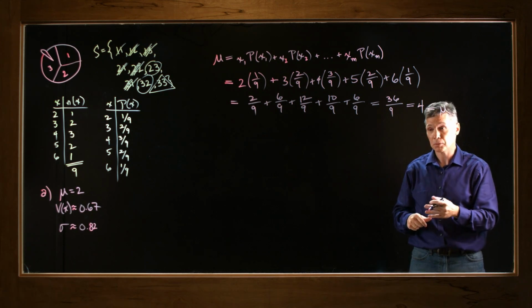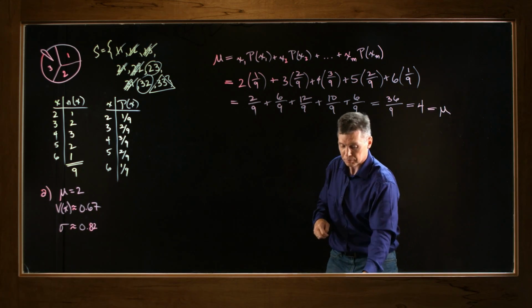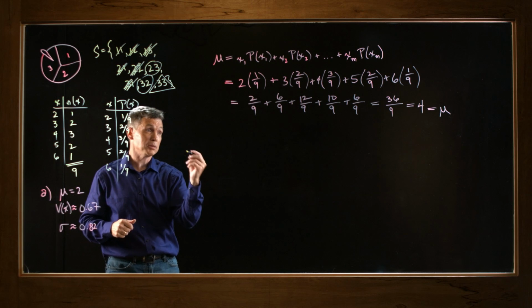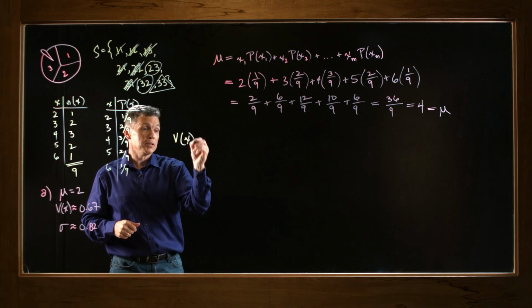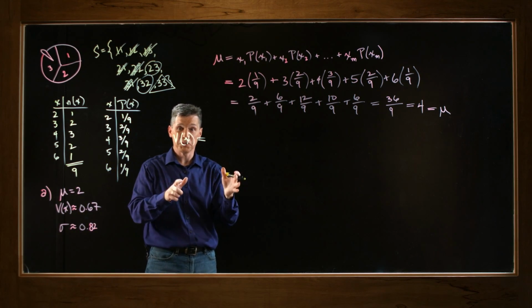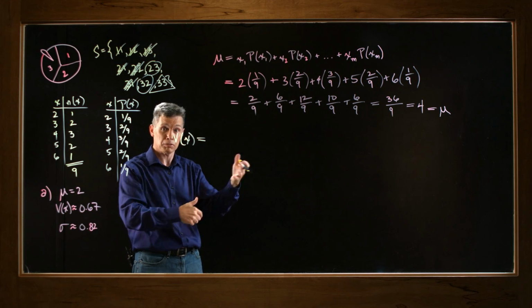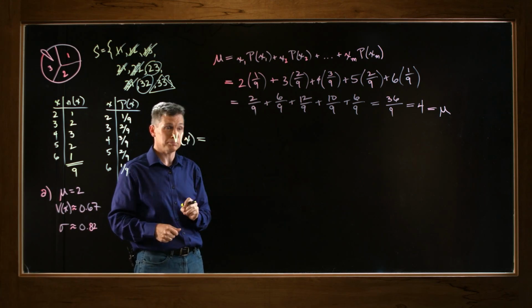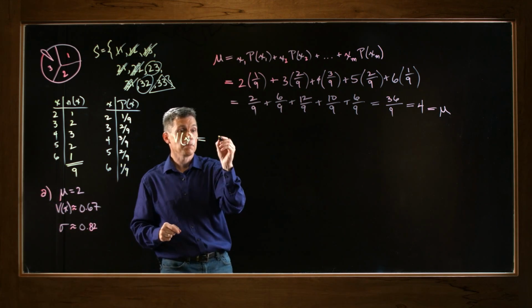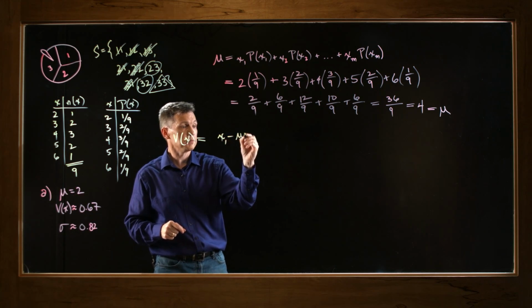Second part of the problem was to find the variance. Our variance, I'm again going to start with the formula. It's always a good place to start to make sure you know what you need for the calculation, and then just put the right players in the game in the right place. So our formula here.